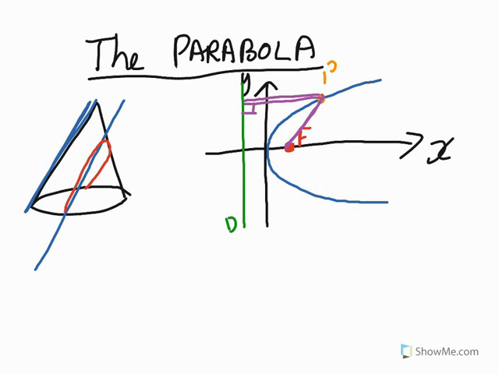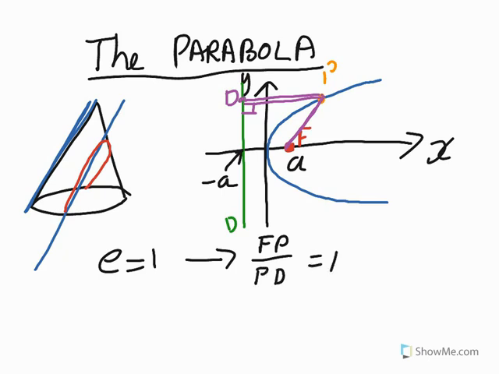Alright, so now also, I'm going to say here is if our focus here is at A, then our directrix goes through there at negative A. Alright, so for a parabola, what do we have? We have eccentricity is equal to 1. And of course that means that FP over PD, where D is there, is equal to 1.